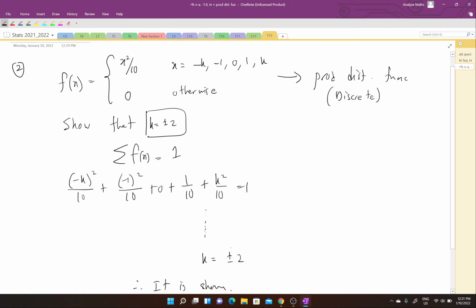So something like this, when you have the word show, then you have to do like this. Other than that, you can also find the words find, determine, compute, all these things. That is all normal calculation.